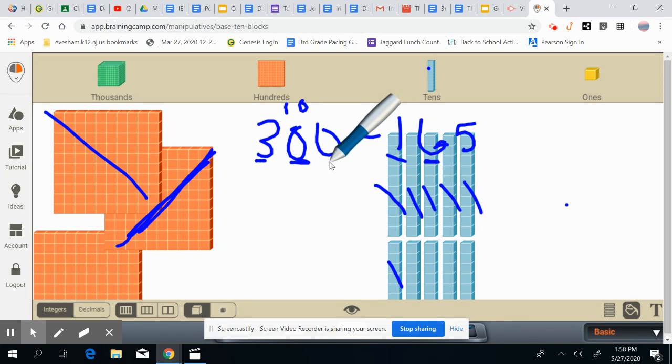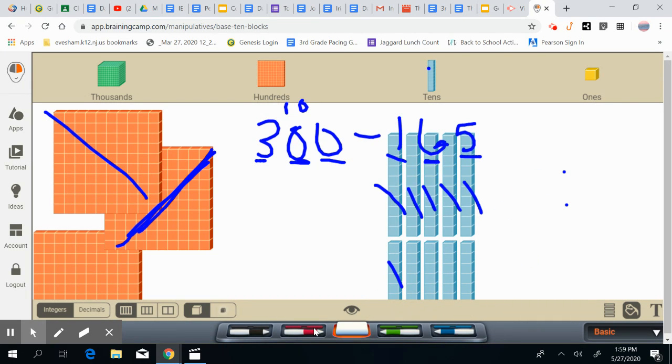Now I have to go to my ones. I have a 0 and a 5. Remember, my bigger number goes first. I have 0 ones, and I have to subtract 5 of them. Can I do that? No, I have no ones, so I can't subtract 5 ones from nothing. What do I have to do? I should use different colors, that would be helpful. All I have is 100 and these tens. What do I do to get ones?